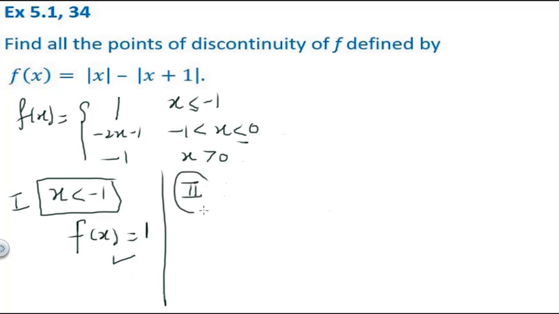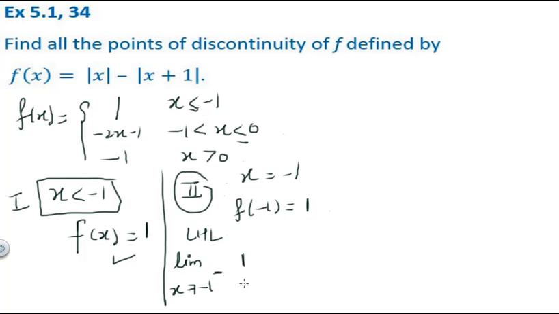In the second case, let us check at x equal to minus 1. At x equal to minus 1, the equal sign is here, so f of minus 1 is 1 only. Let us check LHL, limit x tending to minus 1 minus. Less than minus 1, we have 1 only. Clear? So these two are equal.